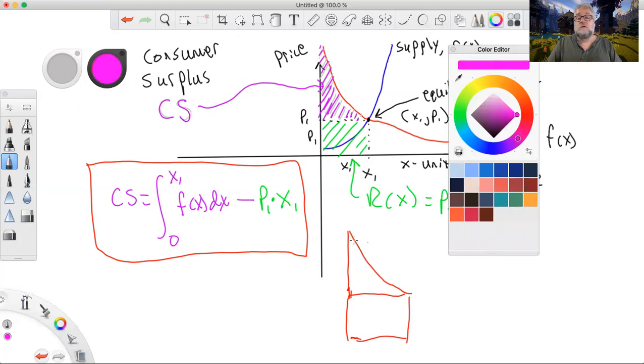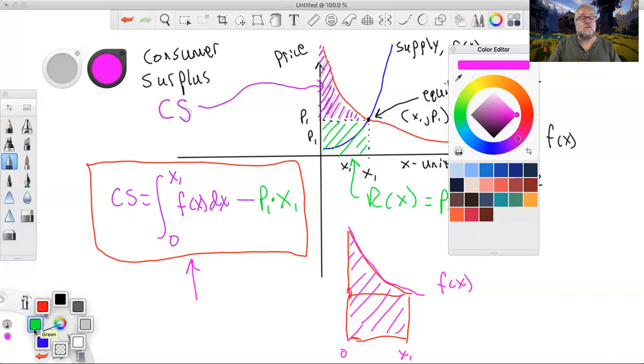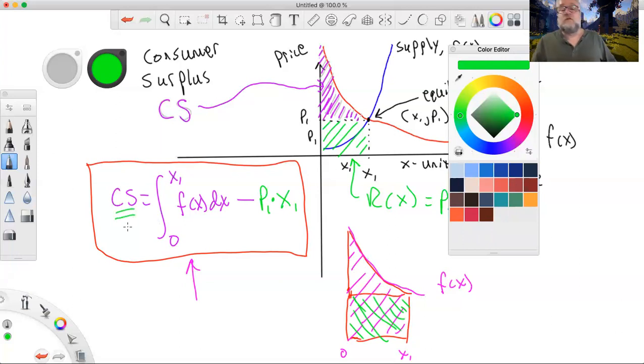So it's the area under this curve. This curve right here is f of x from 0 to x1. So that's this. The area underneath the curve minus the stuff in this rectangle. So the big one minus the little one will give us what's left over, which is this little triangle thing here. And that's what the consumer surplus number is, the area in that little pie wedge there.